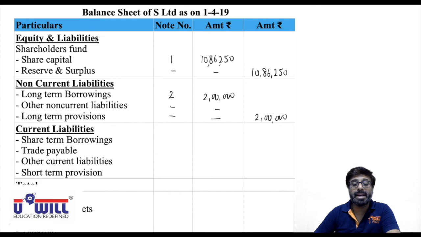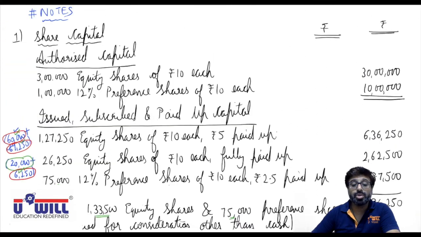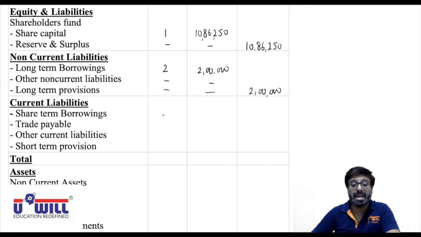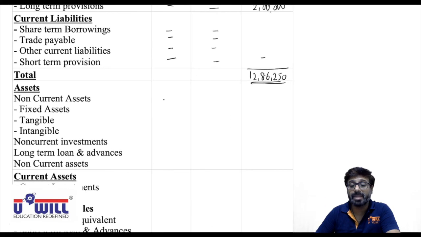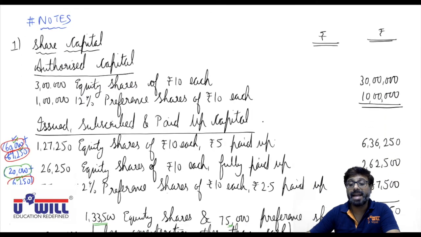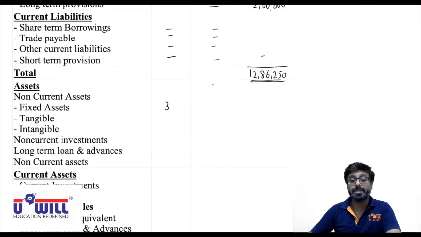Then we don't have any current liabilities. Short-term borrowings, trade payables, other current liabilities, short-term provisions are not there. Total 12,86,250. Then non-current assets, fixed assets from note 3 we get 8,40,000. Fixed assets 8,40,000.